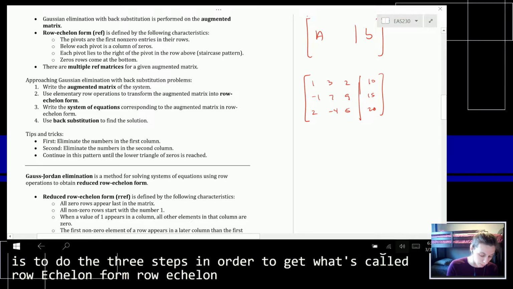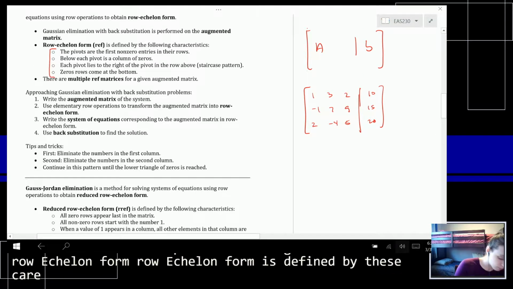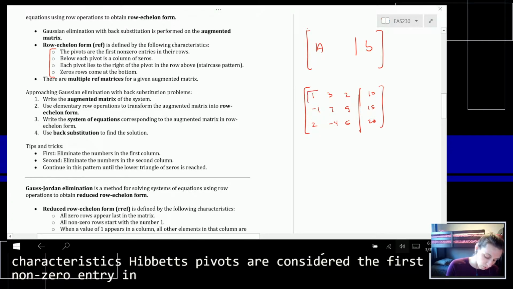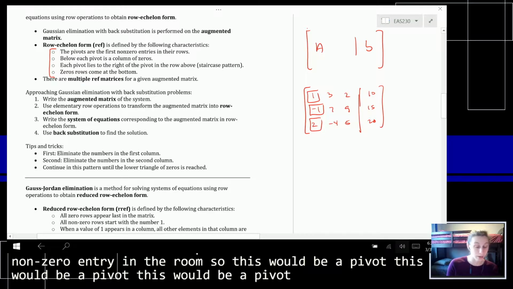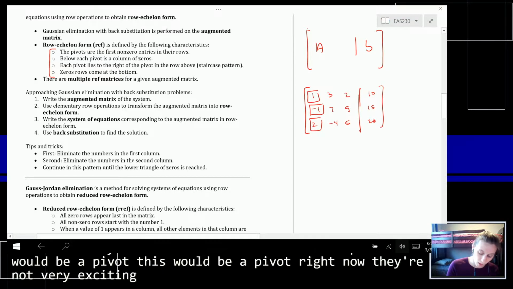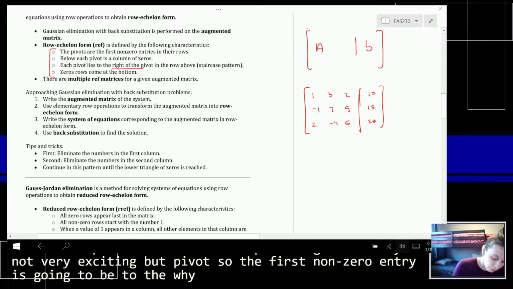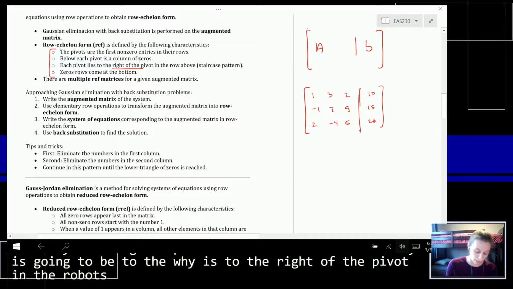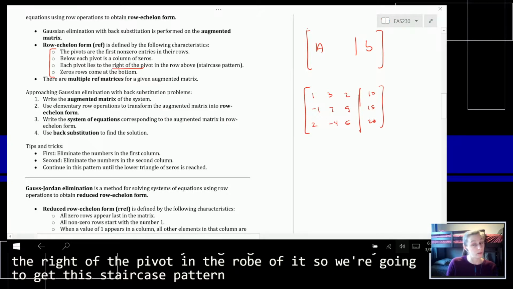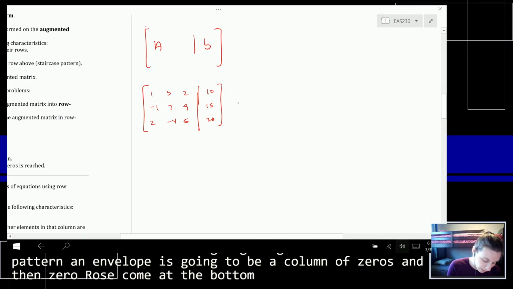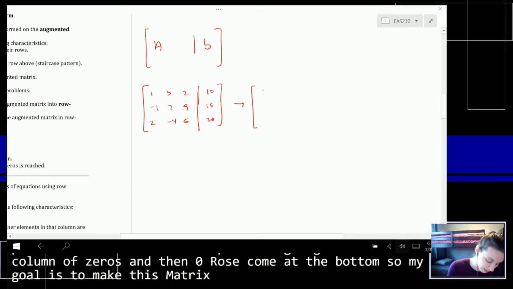Row echelon form is defined by these characteristics. Pivots are considered the first non-zero entry in their row. So this would be a pivot, this would be a pivot, this would be a pivot. Right now, they're not very exciting. Each pivot lies to the right of the pivot in the row above it. So we're going to get this staircase pattern. And then below each pivot is going to be a column of zeros, and then 0 rows come at the bottom. So my goal is to make this matrix look something like this.